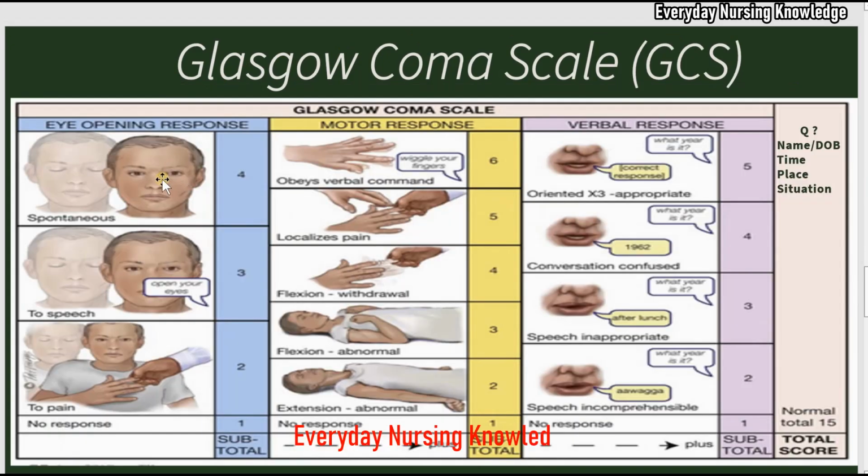Now, you walk into the room and patient has spontaneous eye opening. Patient opens his eyes. Then you will give a score of 4 for eye opening. Whereas if you have to speak to the patient, or to the voice or to sound, for the patient to open his eyes, then you give a score of 3.